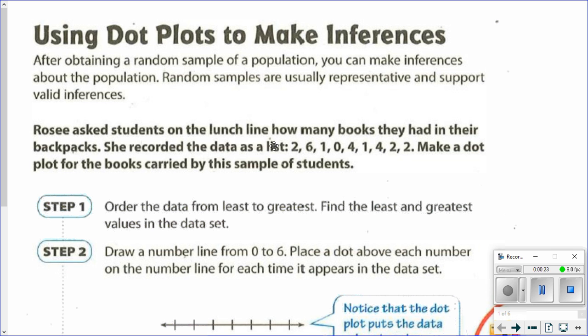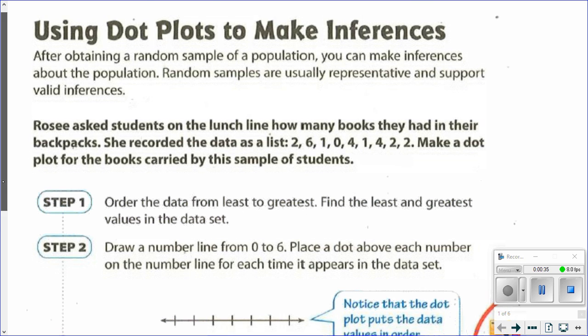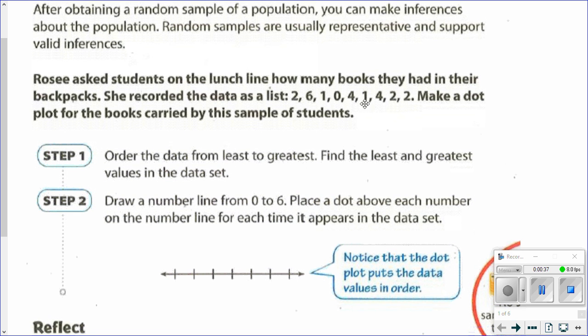So it says Rosie asked students on the lunch line how many books they had in their backpacks. She recorded the data as a list. So the list is how many books each student had in their backpack. Make a dot plot for the books carried by this sample of students. So our data goes from 0 to 6. So we're going to start off by making a number line.